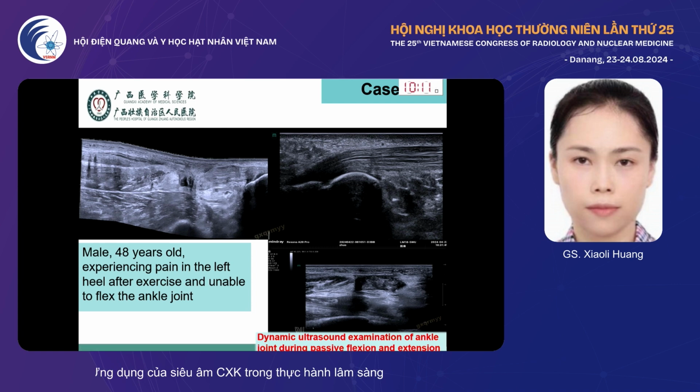And this picture, there is also another picture, but I can't find it. We can see this is a normal Achilles tendon, and the video is a dynamic ultrasound examination of the ankle joint during flexion and extension. And this video can be played.